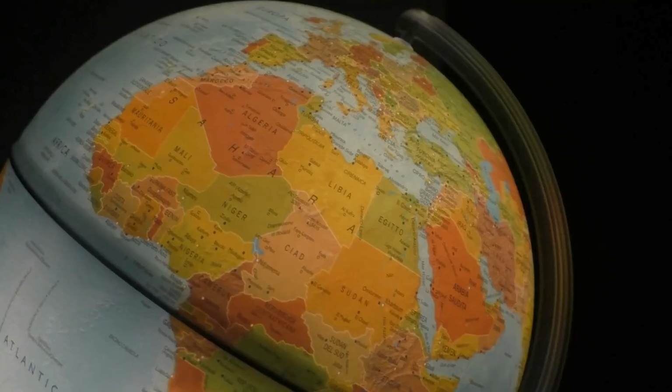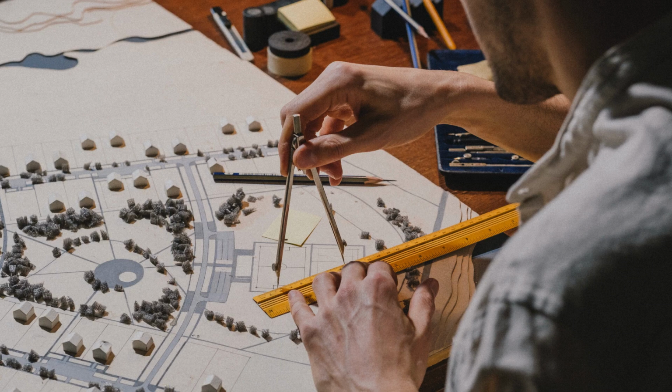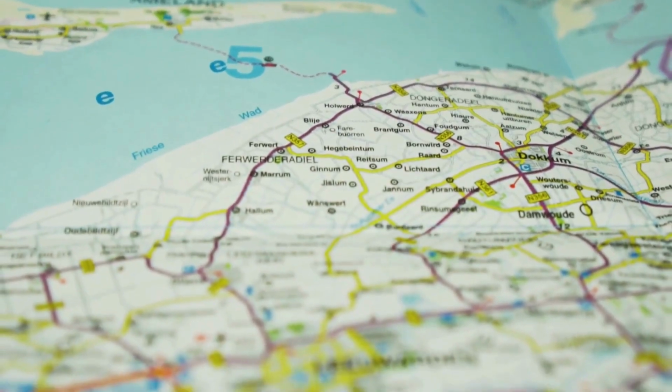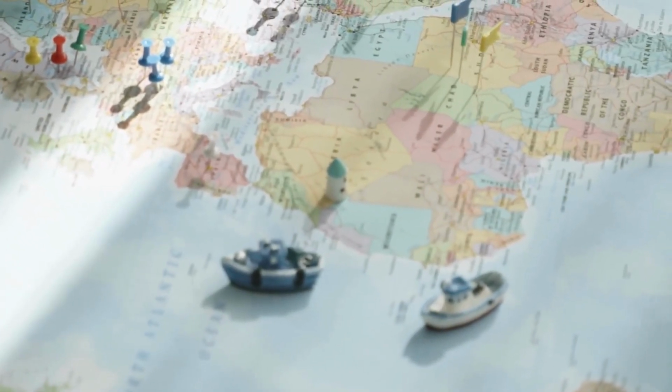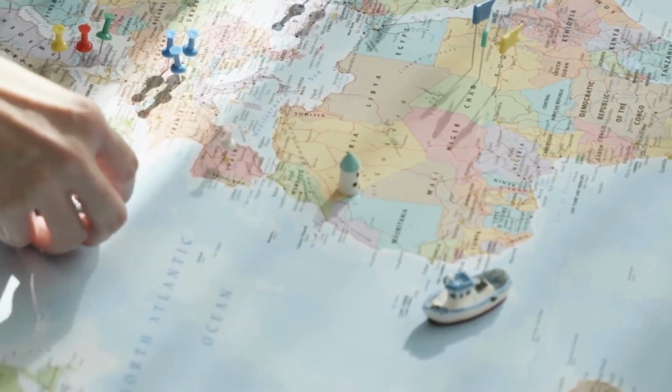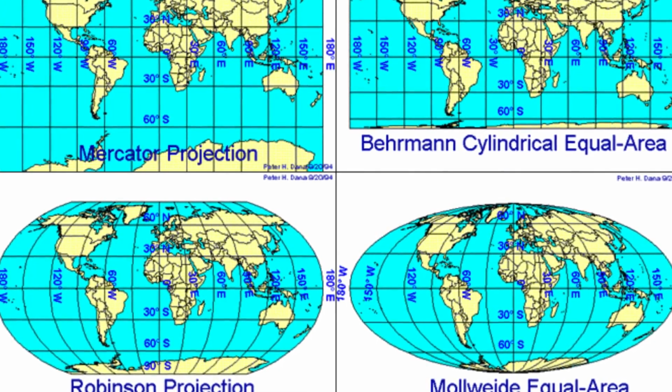Maps can lie or be biased due to various factors, which can be broadly categorized into technical limitations, human intentions, and cultural influences. Here are some key points on how maps can exhibit cartographic bias. 1. Projection distortions. Mercator projection.